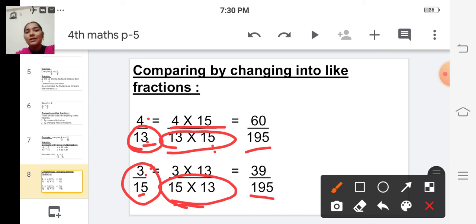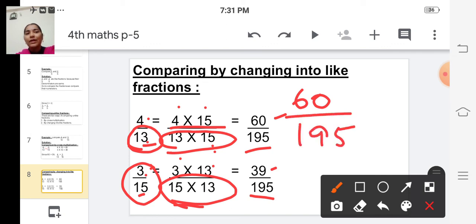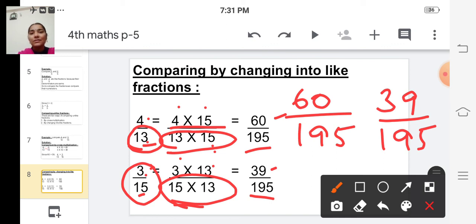And look at the numerator. 4 into 15 is 60 and 3 into 13 is 39. So now these fractions become like fractions. So 60 divided by 195 and 39 divided by 195. Now how to compare like fractions? So we have to compare only numerators, isn't it? The fractions with bigger numerators are bigger, isn't it?